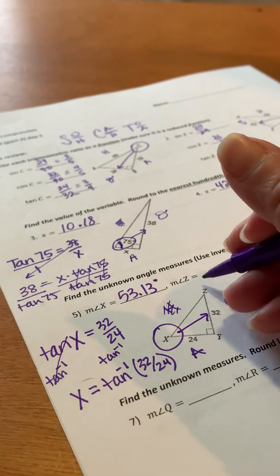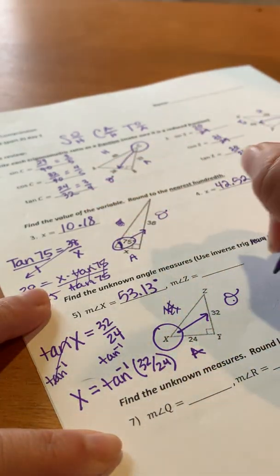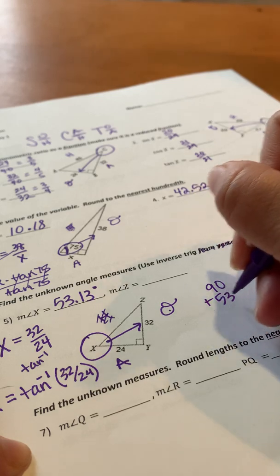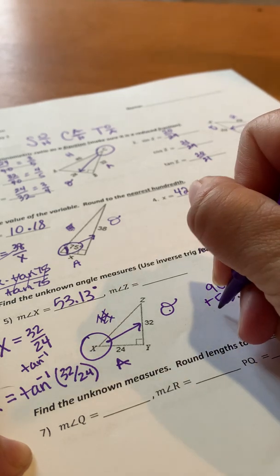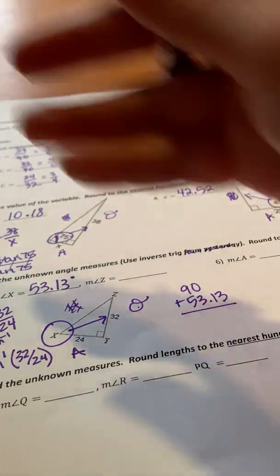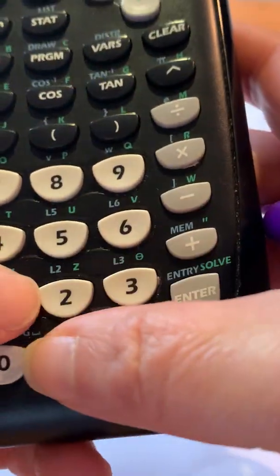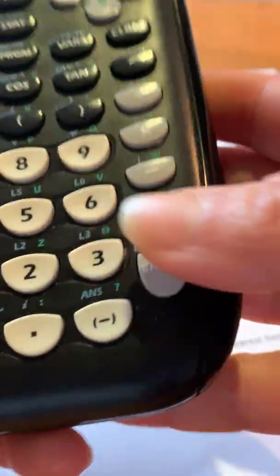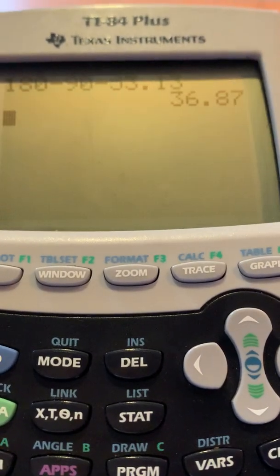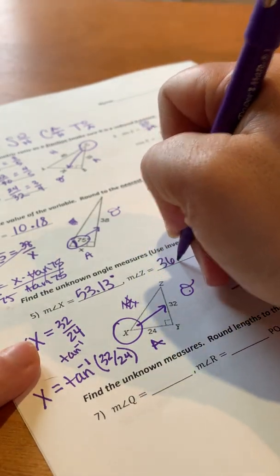Now, we can set up trig from angle Z to do that, but all triangles have to add up to 180. So if you have one angle is 90, a second angle is 53.13, I can just combine these and subtract them from 180. Whoopsie. There we go. All right, so I have 180 minus the 90 minus 53.13. It's just different ways. We could do inverse trig again. That's not a problem, and you should still end up with the same thing.